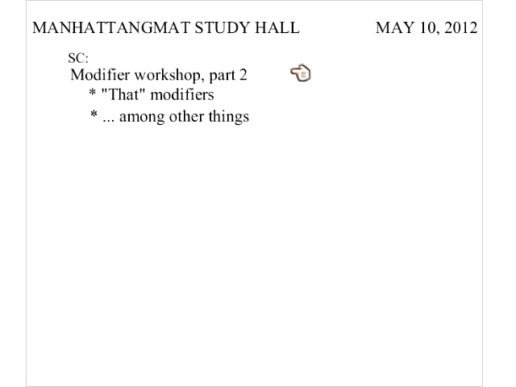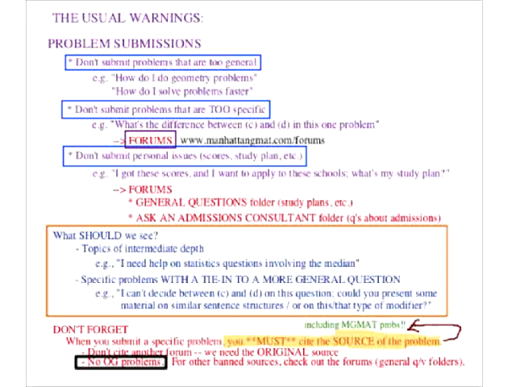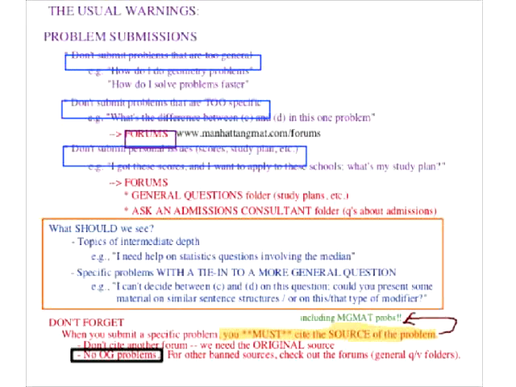Today's topic is the second part of the modifier workshop that we began last week. So we're going to look, among other things, at some modifiers that contain the word that, and we're basically just continuing the modifiers workshop that we started last week. So first, the rules, same rules that we always talk about on here.